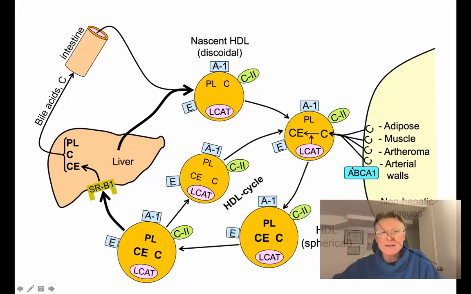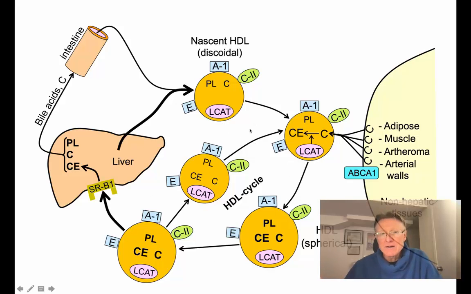It keeps doing several cycles of this before the actual HDL particle is degraded or destroyed by the liver. And this process is called the HDL cycle because it keeps going on, taking cholesterol from peripheral tissues, delivering it to the liver, and then recycling back to go and do that more. So this is called the HDL cycle.